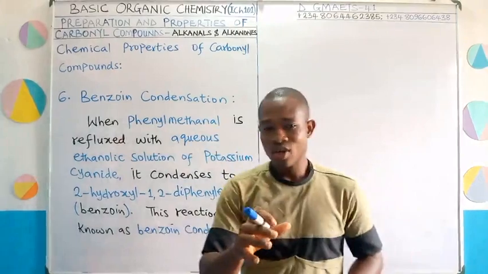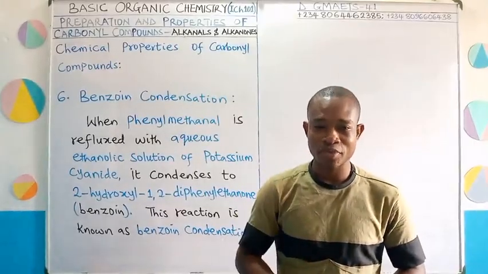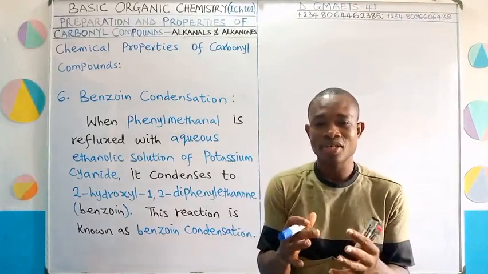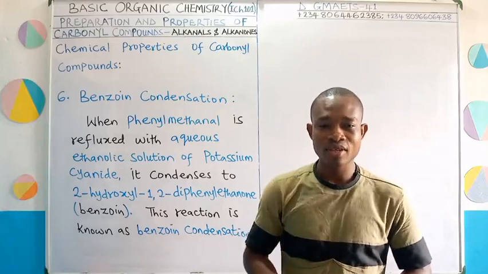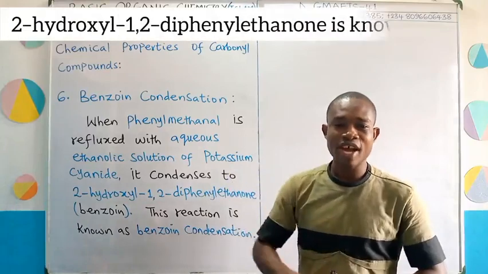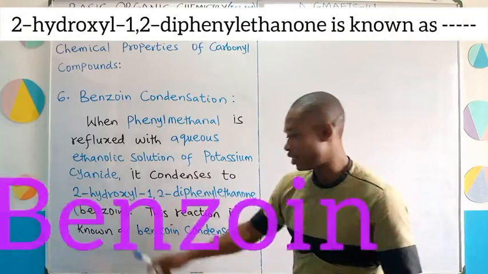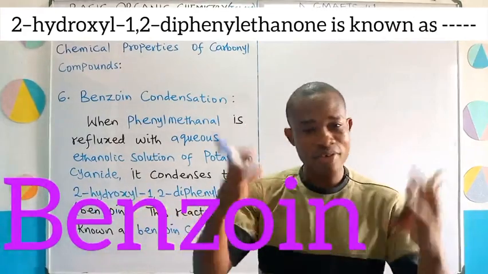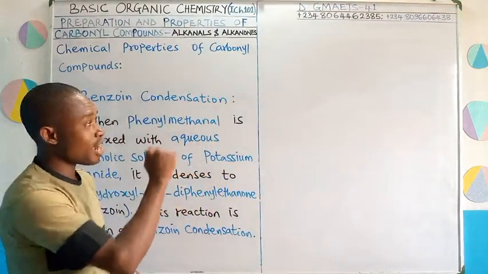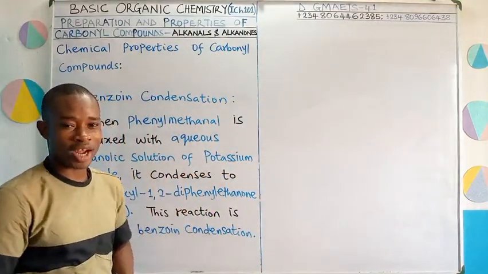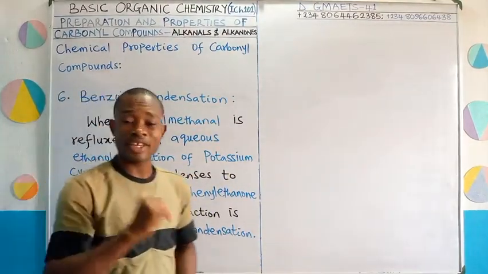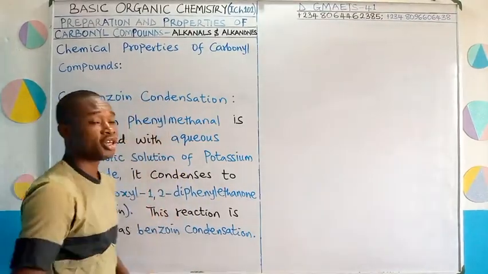Benzaldehyde is refluxed with aqueous ethanolic solution of potassium cyanide. When this refluxing takes place, the benzaldehyde condenses to give us the product 2-hydroxyl 1,2-diphenylethanone. This compound is what we call benzoin. And of course, the reaction generally is known as benzoin condensation. We're going to look at the chemical reaction written, so you watch as I explain that and show it on the board, alright? In the formation of 2-hydroxyl 1,2-diphenylethanone from the condensation of benzaldehyde.